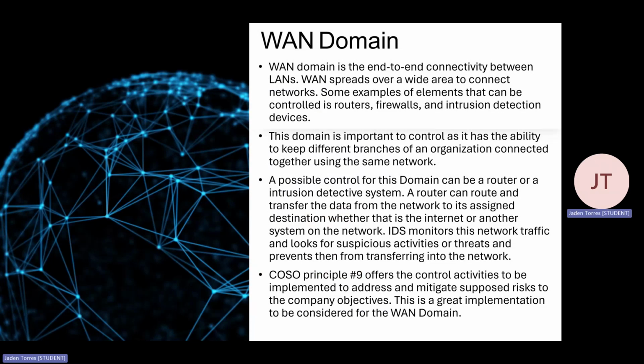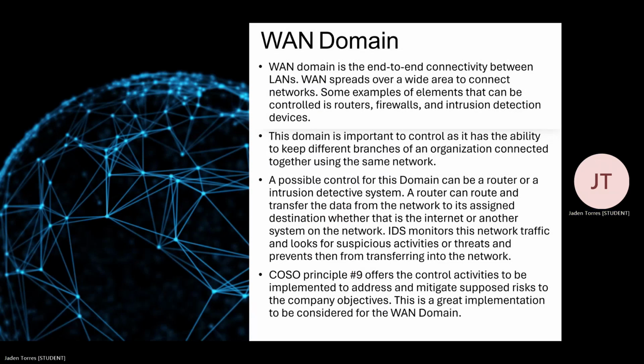Routers are very good in this scenario. An IDS monitors the network traffic and looks for suspicious activities or threats, preventing them from transferring over to the network. Other possible controls: a firewall would be good in this case, and a VPN will also be pretty cool in this case.